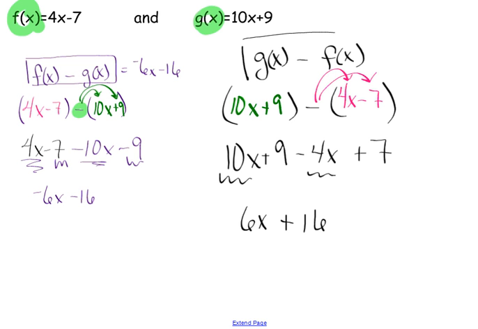So g of x minus f of x gives very similar numbers in this particular case, but signs matter, because last time I looked, negative 2 is not the same place on the number line that positive 2 is. So it really does make a big difference.